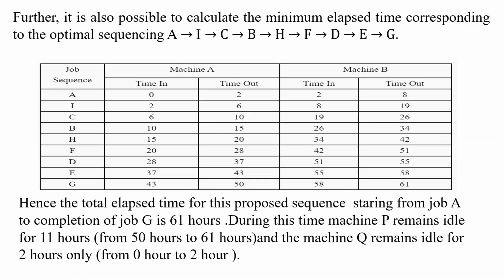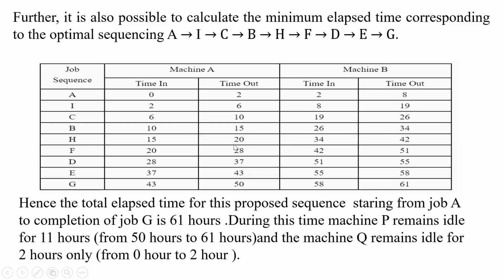Now, we have to arrange the complete sequence in a table. The job sequence is written in the leftmost column. Then machine A time in and time out, then machine B time in and time out. So time in for A is 0 and time out is 2, because we had already taken the 2 hours time for each and every machine.